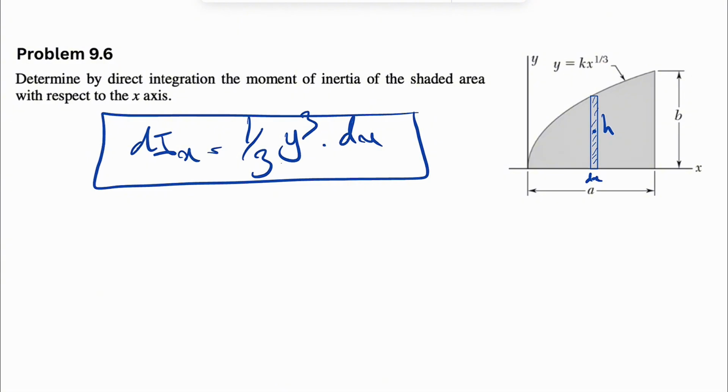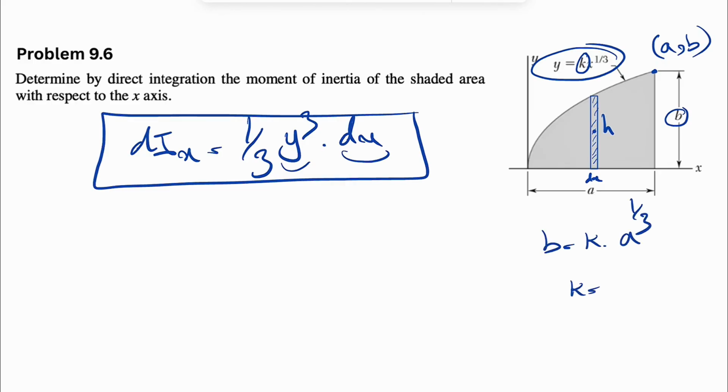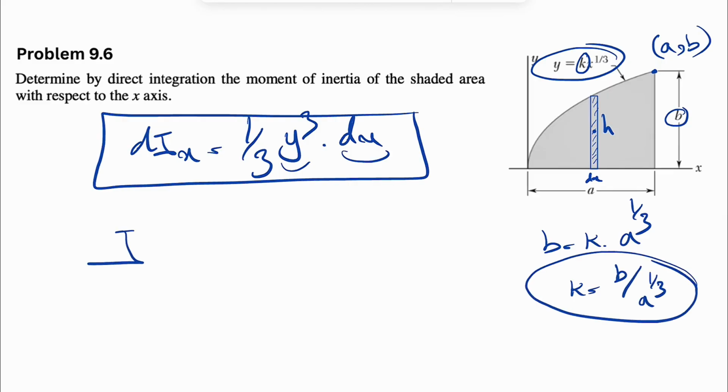And with that, we just have to find the relationship between y and x, which is given in the question. We know y is equal to k times x to the power 1/3, and you can actually find k based on the coordinates that we have in the question. If we go with this one, we know x is a and our y would be b. So if we put that in that equation, b is equal to k times a to the power of 1/3. So k would be b over a to the 1/3. So the rest of this is pretty easy.